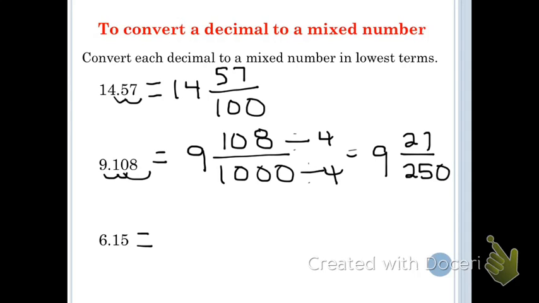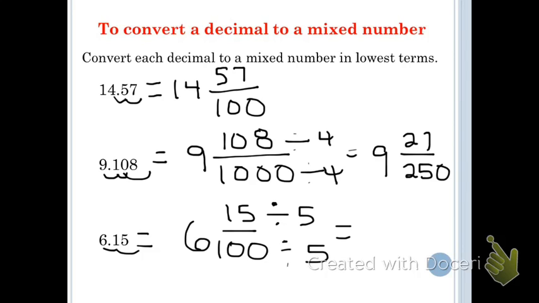In the third example, 6.15, we have 6 and 15 hundredths. To simplify this, we can divide the numerator and the denominator by 5. We end up with 6 and 3/20ths.